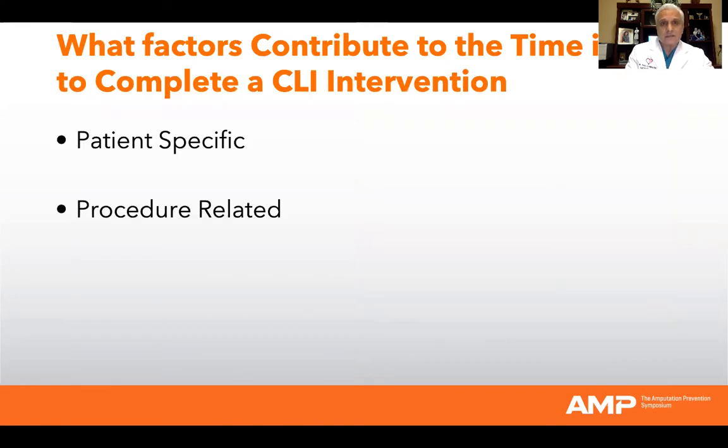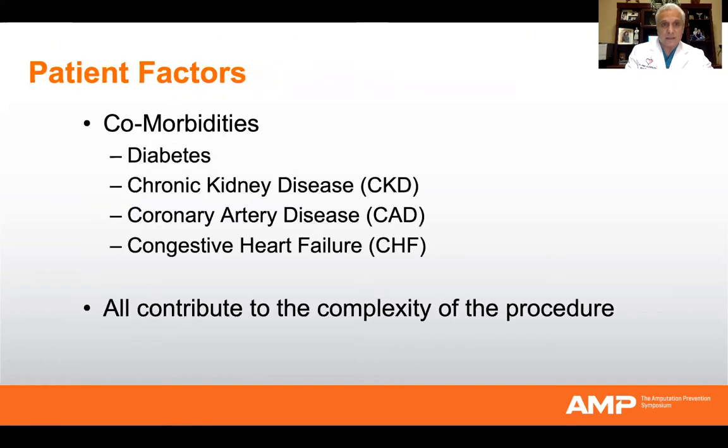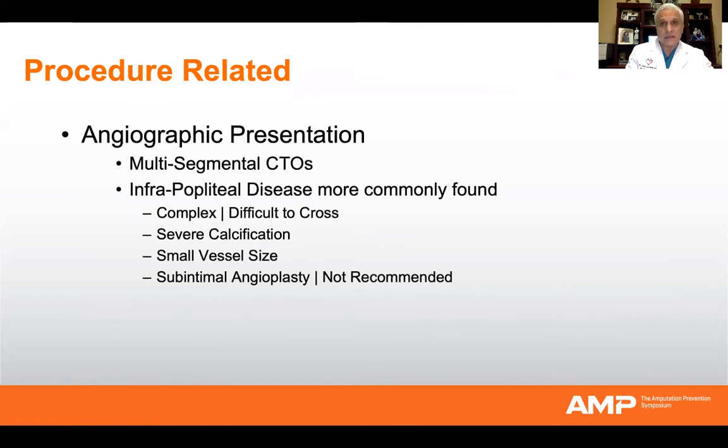Let's start with some different factors. I divided them into patient-specific and procedure-related factors. These patients are very sick. As we know, they have multiple comorbidities, which makes them high-risk patients to start with. Now, procedure-related issues: all of us know that patients with critical ischemia have multi-segmental occlusions. They have infrapopliteal occlusions, which are much more common, and they are very calcified occlusions.